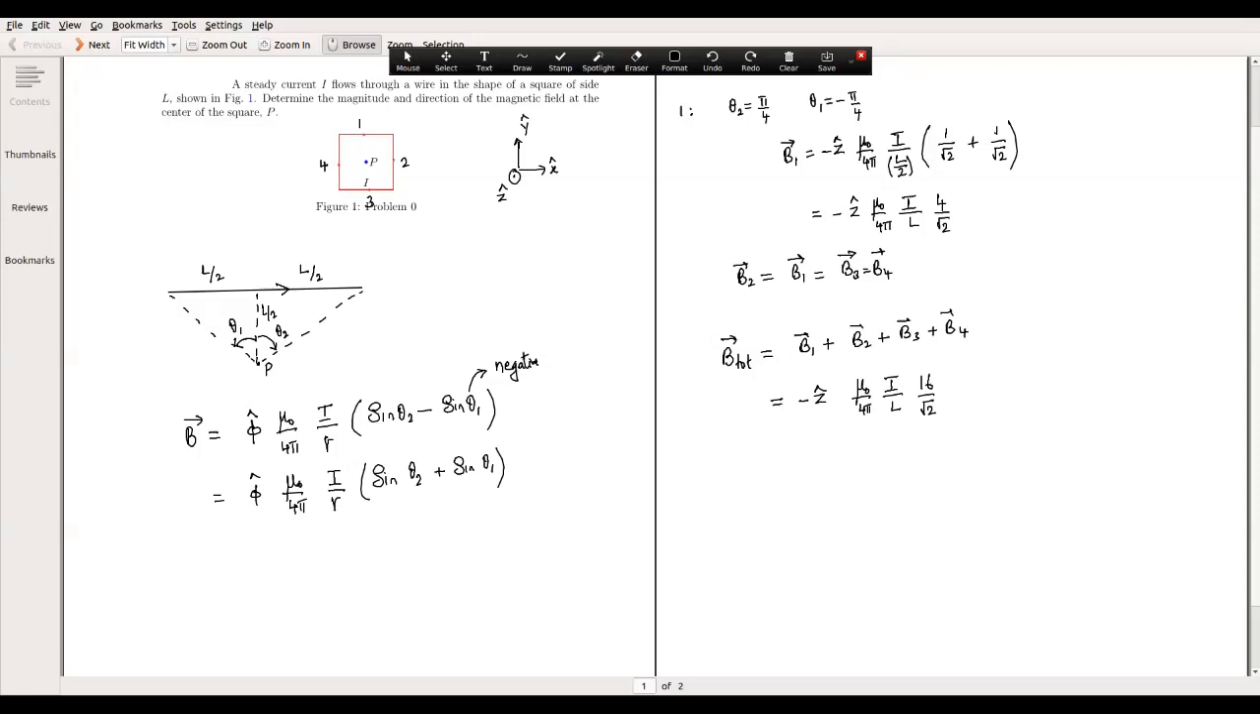But we are only asked to find an analytic expression for this. So that finishes this problem.